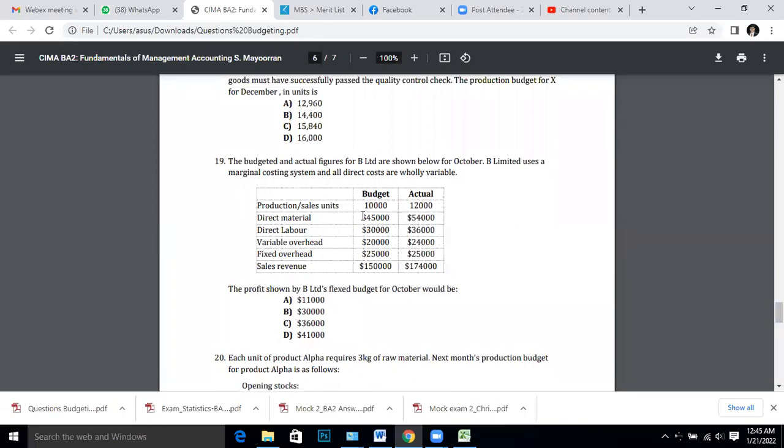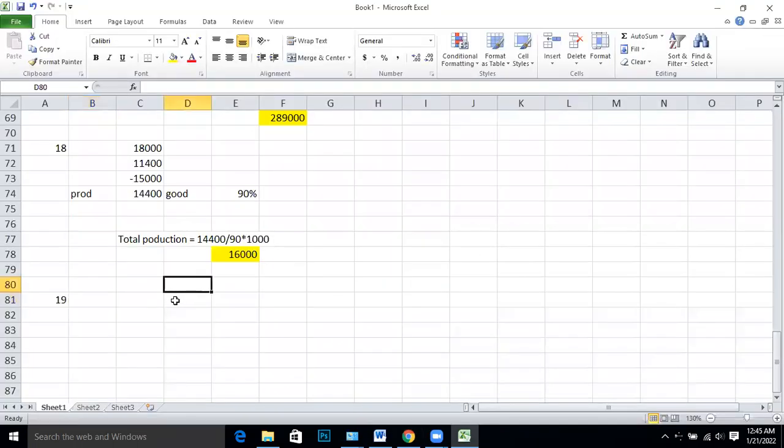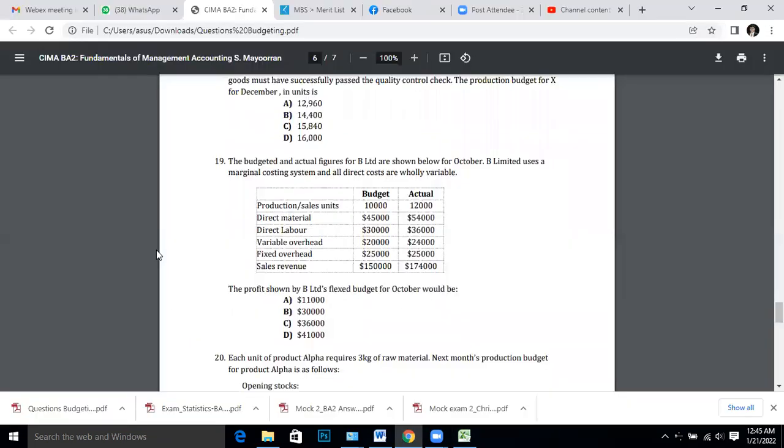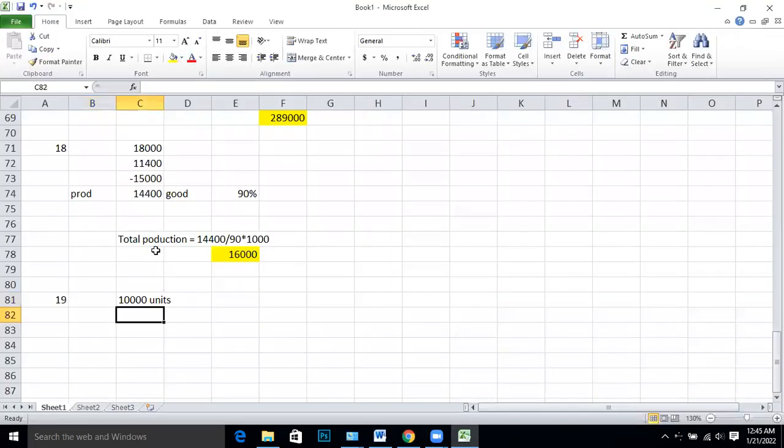They are talking about flex budget profit. Flex budget means we are prepared for 12,000 units, right? So 10,000 units. Let me copy that. 10,000 units. Let me write the revenue on the top line. 150,000 is the revenue.